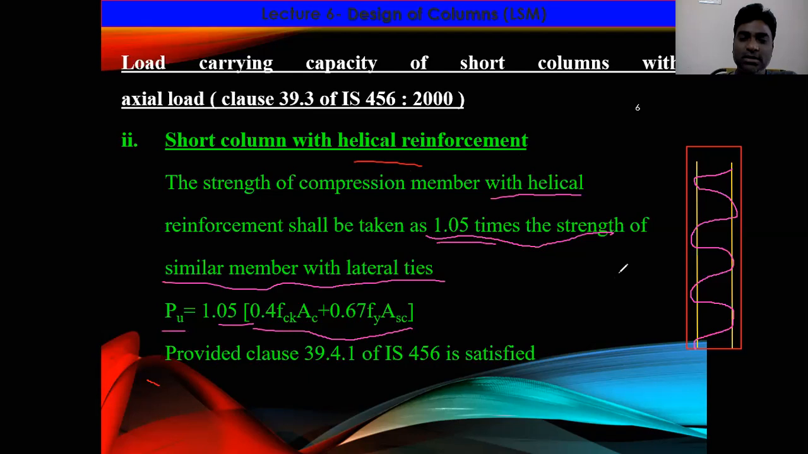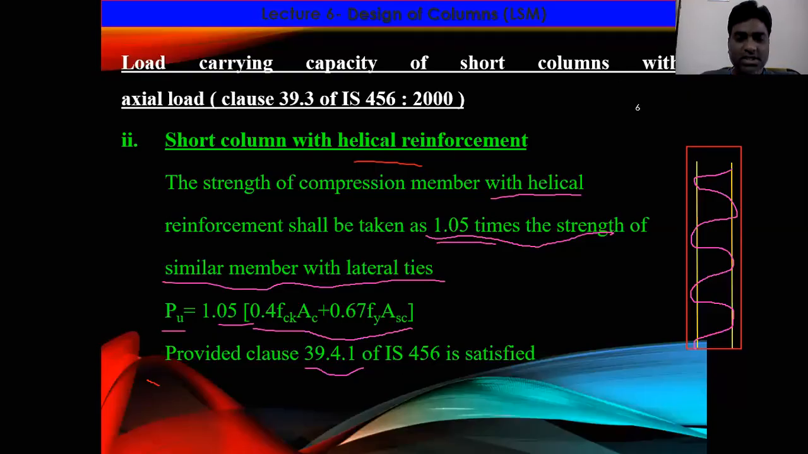But this 5% increment will not be applicable in all the cases, because this column should satisfy the condition which is provided in clause number 39.4.1 of IS 456. If this condition is satisfied, then only the strength of the column is increased by 5%. Otherwise, the strength of the column is the same as the earlier one, right?